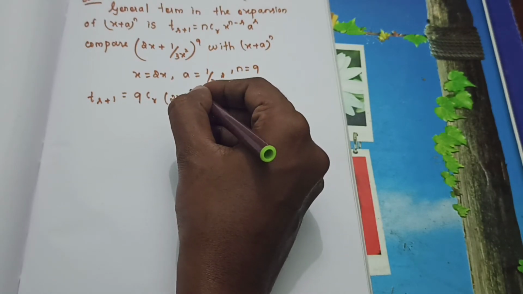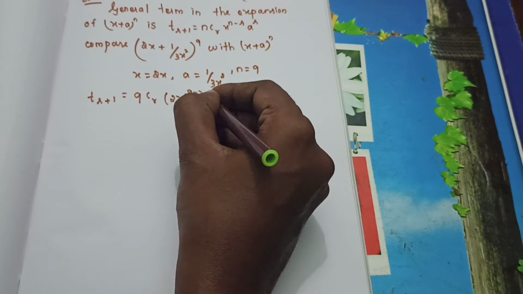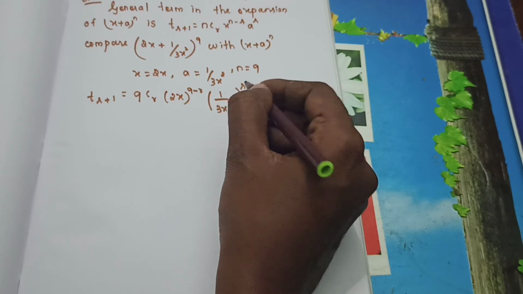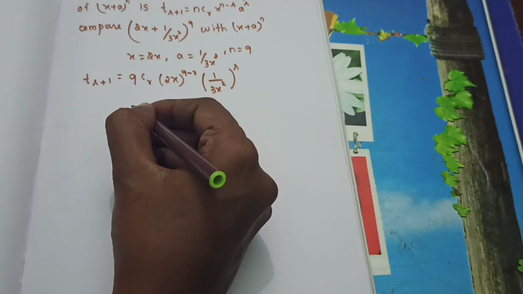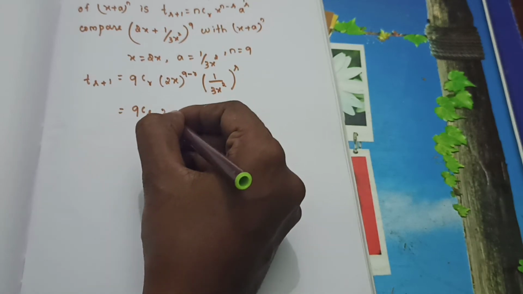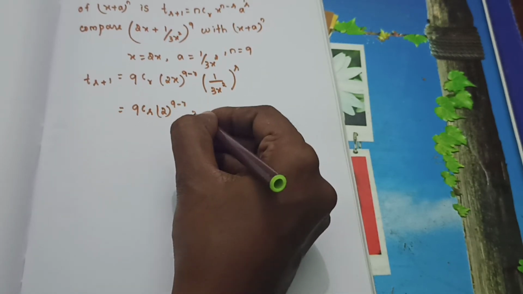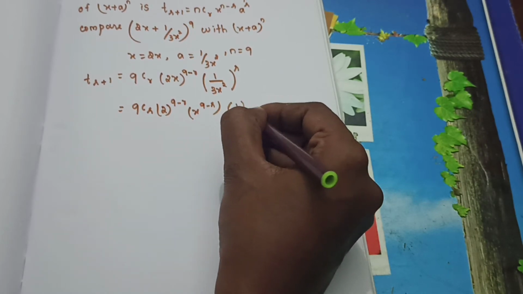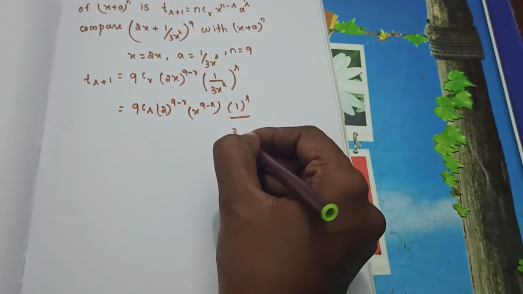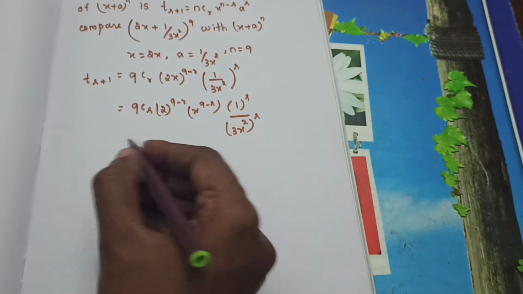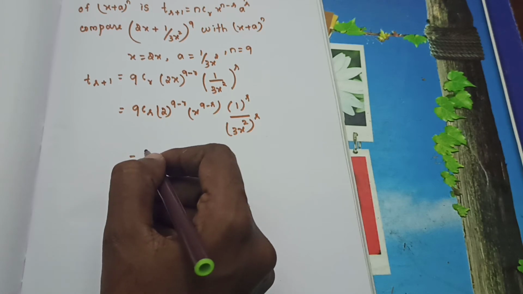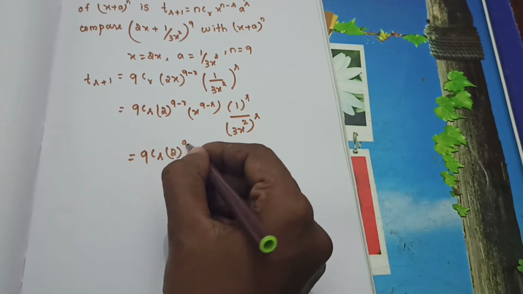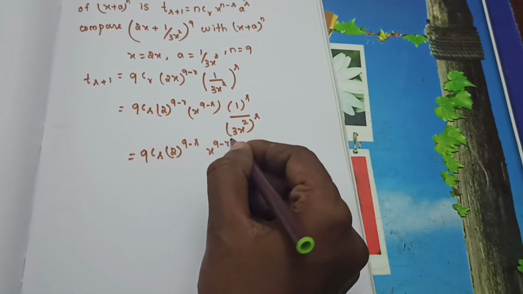Is it right? So n value is 9, r value you don't know, so 9 minus r, and (1/(3x²)) the whole power r. Correct? That is equal to 9Cr, split it: 2^(9−r) x^(9−r). Then 1^r divided by (3x²)^r. Only x we need, is it right? So you need to split everything. That is 9Cr 2^(9−r) x^(9−r).